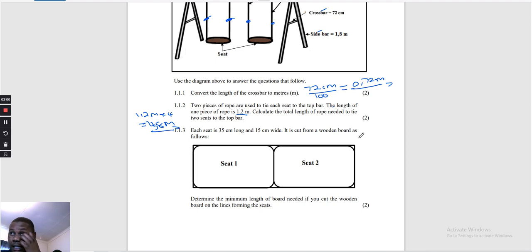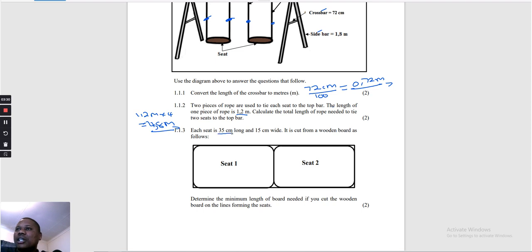Then when we move to 1.1.3, they say each seat is 35 centimeters long and 15 centimeters wide. It is cut from a wooden board as follows. So this is how they've cut this. Now they say determine the minimum length of the board needed if you cut the wooden board on the lines forming the seats, because they're telling you that they're going to buy one board and then cut it in 2 pieces. But what is going to be the total length? But you are given what?